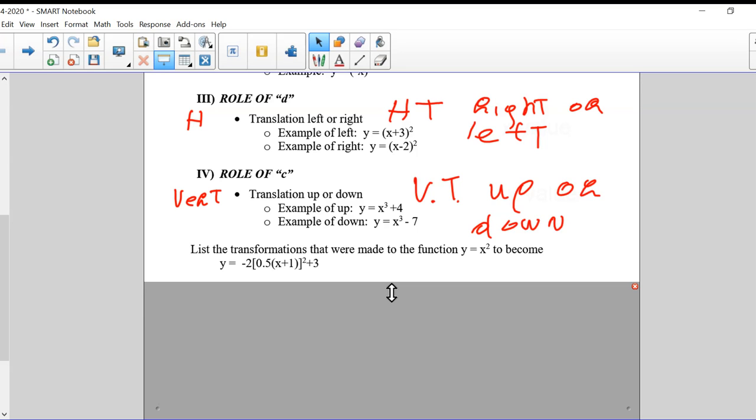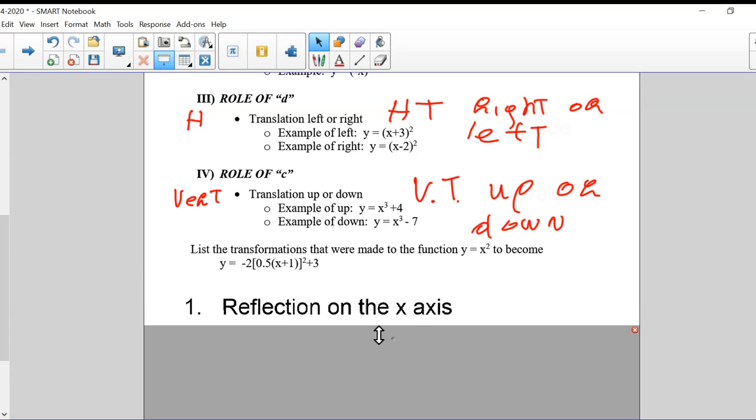What else can you see apart from those 2 people? Okay, I see something in the chat here. Are we allowed to say reflection across the x-axis? Of course you are, Noah. Absolutely. And it is a reflection across the x-axis, because this a value is negative. In fact, that was the first thing I had on my list, reflection on the x-axis. So well done.